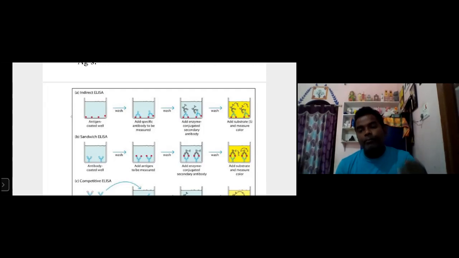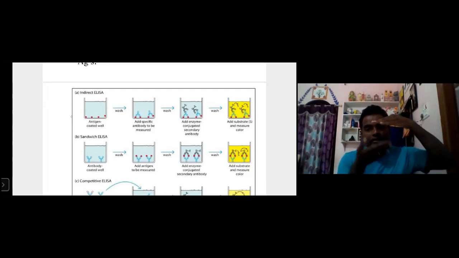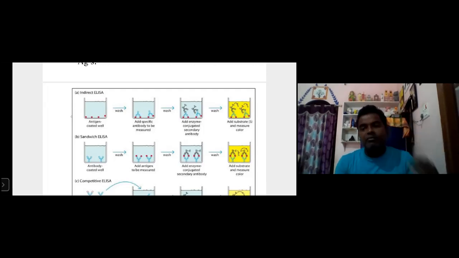So here what happened? Antibody, antigen, then enzyme coated antibody are there. Then again we add the substrate, and the color will be formed. We add the substrate to measure the colors. When the substrate is added, the color will be formed, and that gives the positive result. This is called the sandwich ELISA model.